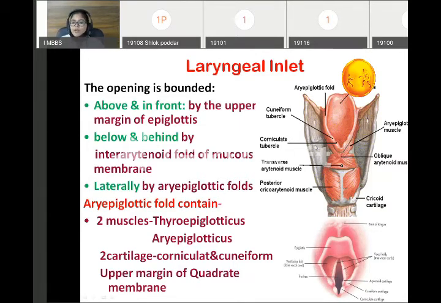This aryepiglottic fold contains two muscles, the thyroepiglotticus and aryepiglotticus. It contains two cartilages, the corniculate and cuneiform, and it contains the upper margin of the quadrate membrane. So these are the contents of the aryepiglottic fold.